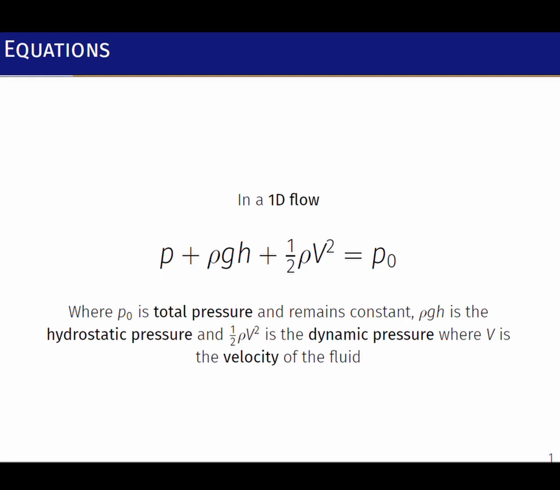The first term, P, is pressure, or sometimes called static pressure. The second term, rho gh, is the hydrostatic pressure. The third term, a half rho V squared, is the dynamic pressure, and this all equals P naught, which is the total pressure. Now, you have to be careful not to mix up the static pressure, the P, with the total pressure, the P naught.